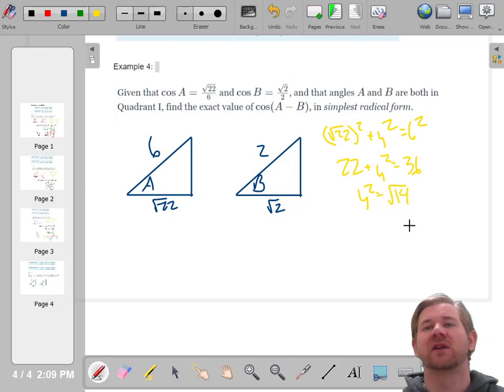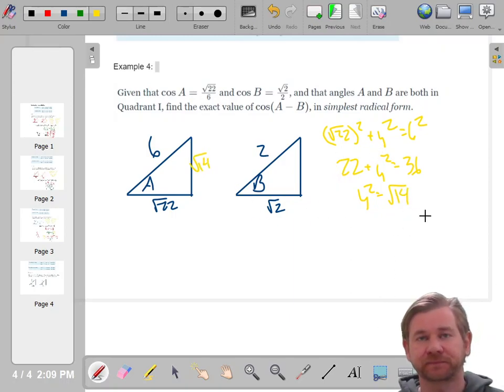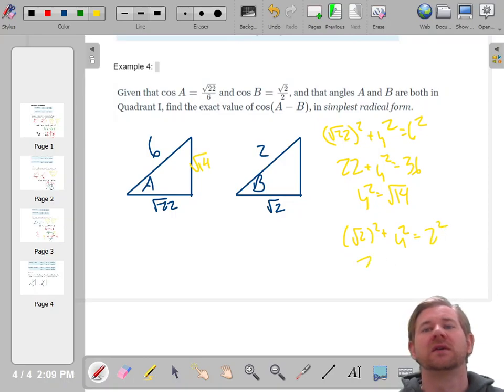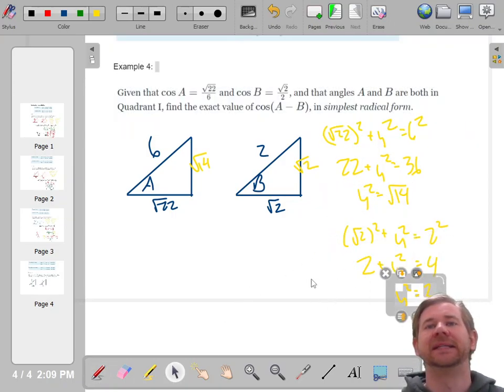I'm just going to leave that as radical 14. That doesn't simplify anyway. So this is radical 14. If I do radical 2 squared plus y squared, 2 plus y squared is 4, y squared is 2, so this is radical 2. Okay, so that's all my Pythag work. I don't really need that. I guess it doesn't really matter.